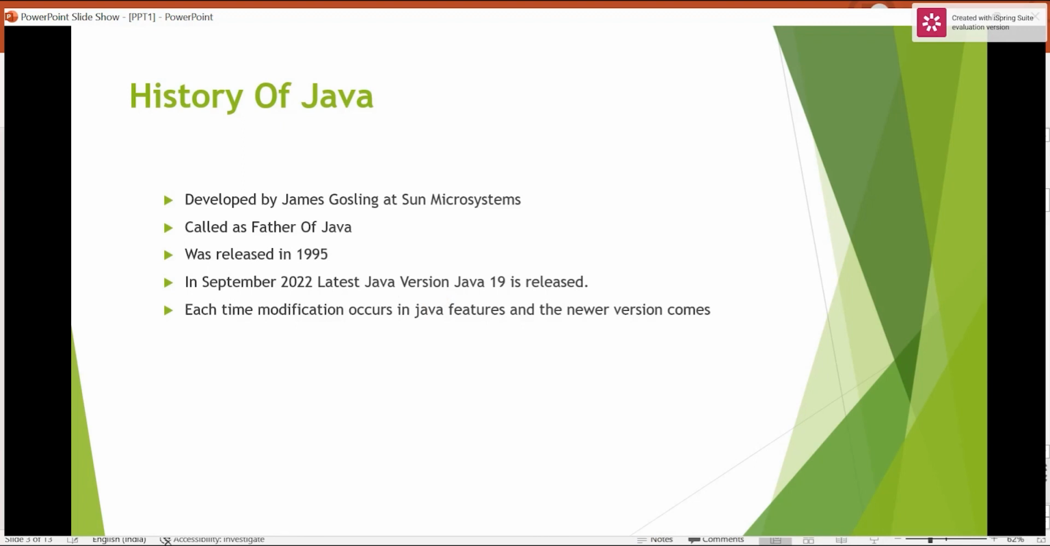Java was developed by James Gosling at Sun Microsystems, and he is called the father of Java. Java was first released in 1995. Now the latest version of Java released is Java 19, and it was released in September 2022. Each and every day there is a new modification in different languages, in Java also. So every time we have to be updated with whatever changes or newer version comes for Java, so that we can survive in this competition. The current version released is Java 19, released in September 2022.